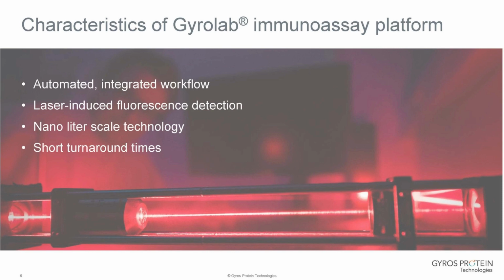So the characteristics of the Gyrolab immunoassay platform is that it is fully automated and gives an integrated workflow. Detection involves laser-induced fluorescence, which, as mentioned, gives us a broad dynamic range but good sensitivity. The volumes are nanoliter scale, which will save you both reagents and sample, and also gives you short turnaround times, which is really good for things like assay development, as a full assay will take 1 hour to perform.